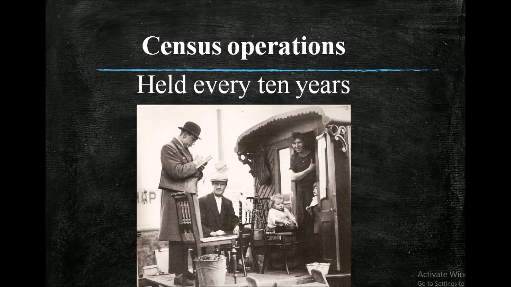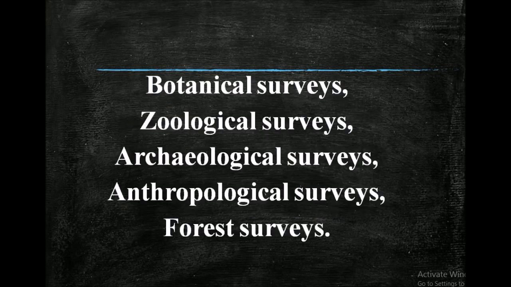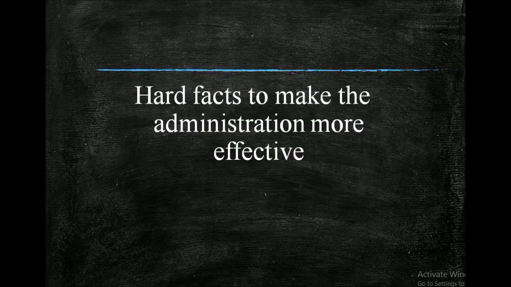Census. Almost towards the end of the 19th century, a new method was brought into practice. Census operations were held every 10 years. Basically, they were detailed records of the number of people in all the provinces of India, noting information on caste, religion, and occupation. Several other surveys were conducted, like botanical surveys, geological surveys, archaeological surveys, anthropological surveys, and forest surveys. Several instruments were used for conducting surveys. While surveys were meant to be hard fact to make the administration more effective, they were scientific in nature.